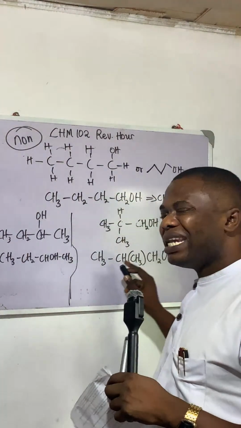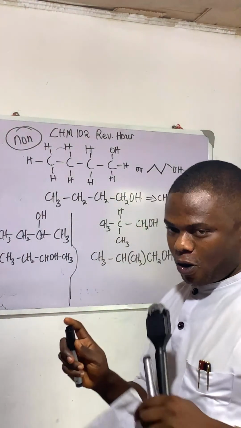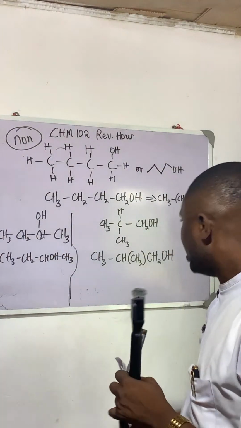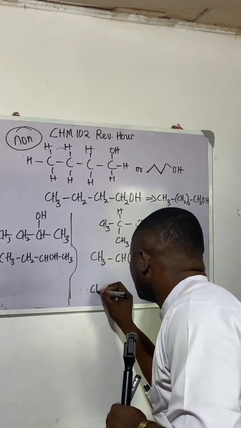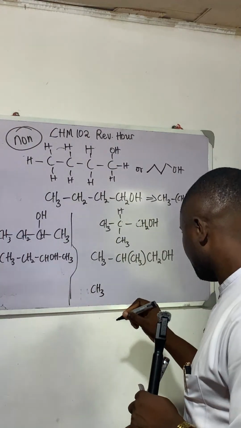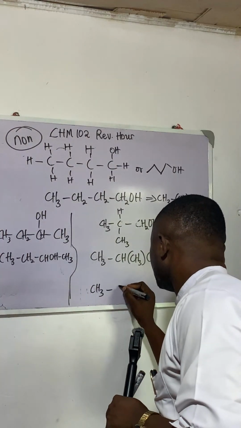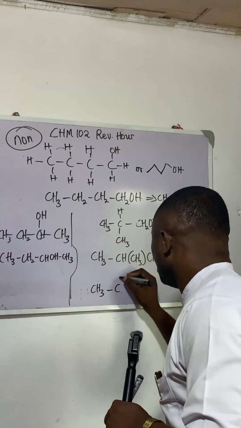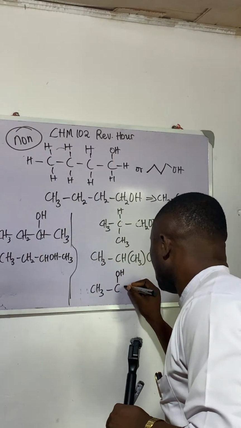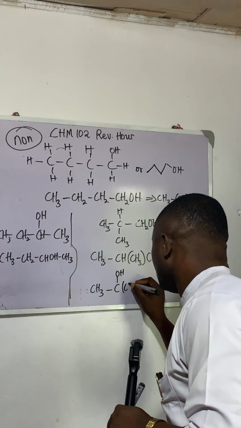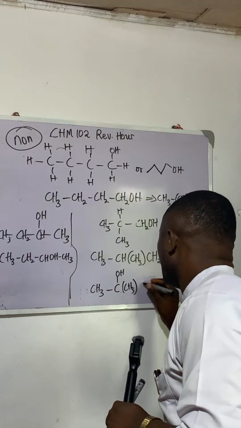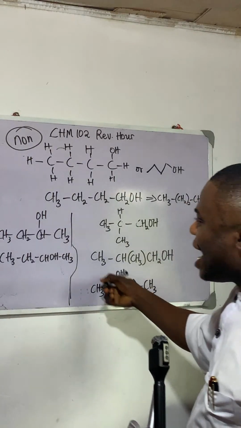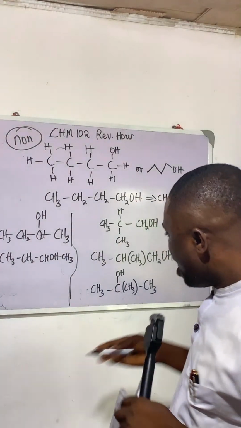What do we call this? This is 2-methylpropan-1-ol. Are we together? Then I can still have it as CH3, then CH. No, let me put the OH into CH3. Are you seeing it? And then CH3. This is another isomer of butanol.